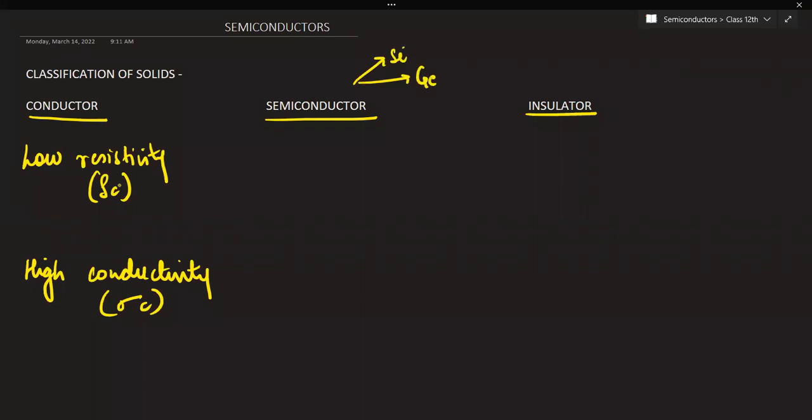These are mainly two examples given in your textbook. These have low resistivity. While the insulators have high resistivity, exactly opposite to that of conductors. Resistivity of insulators is high, but they have low conductivity.